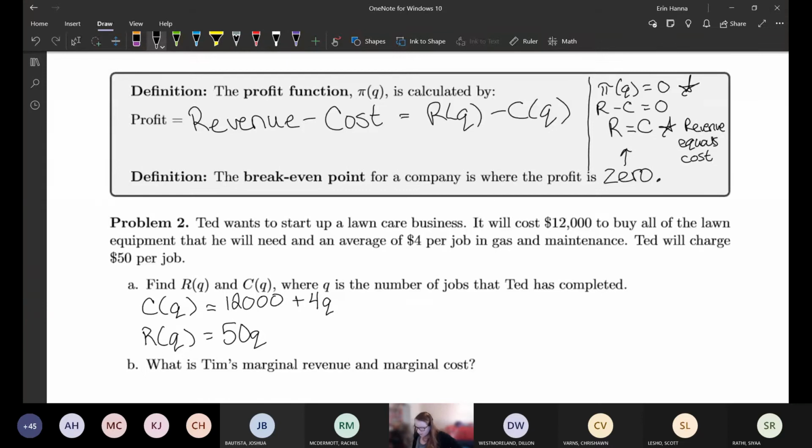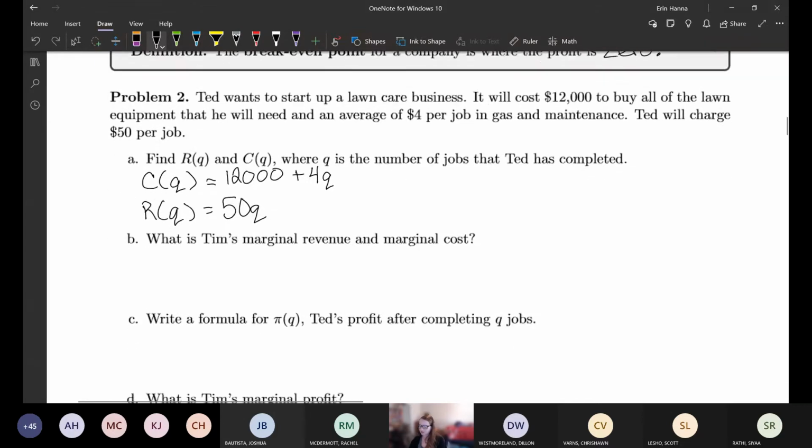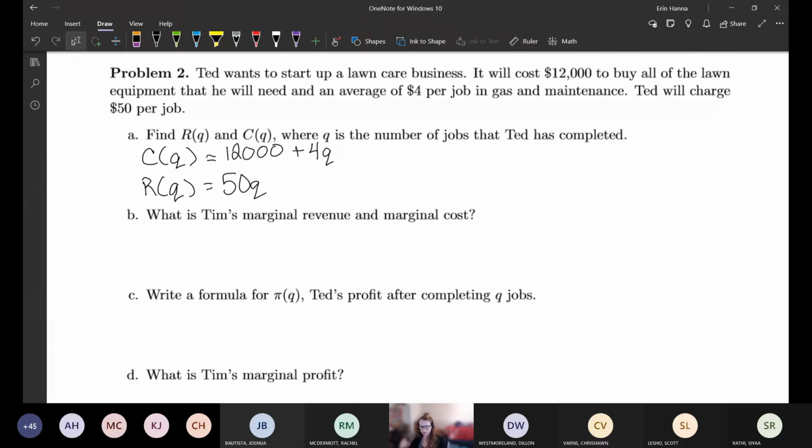So what is Tim's marginal revenue and marginal cost? Now, I know I only officially defined marginal cost. You can have marginal revenue and marginal profit as well. So if we think about the fact that marginal cost is the slope of cost, marginal revenue is just going to be the slope of the revenue function.